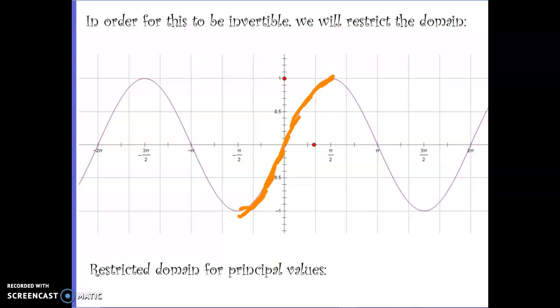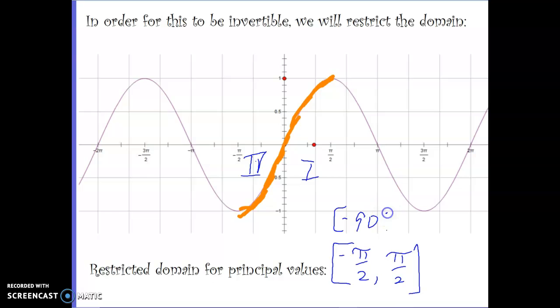If you remember how we unfolded the unit circle, this is quadrant 1 right here. And going backwards, I've gone down into quadrant 4. So when I write my restricted domain for sine, that restriction is from negative pi over 2 to positive pi over 2, and it includes both of those values. If I wanted to write it in degrees, that would be from negative 90 to positive 90. Normally we do our restricted domains in radians, but if you need to think about it in degrees, that's okay too.